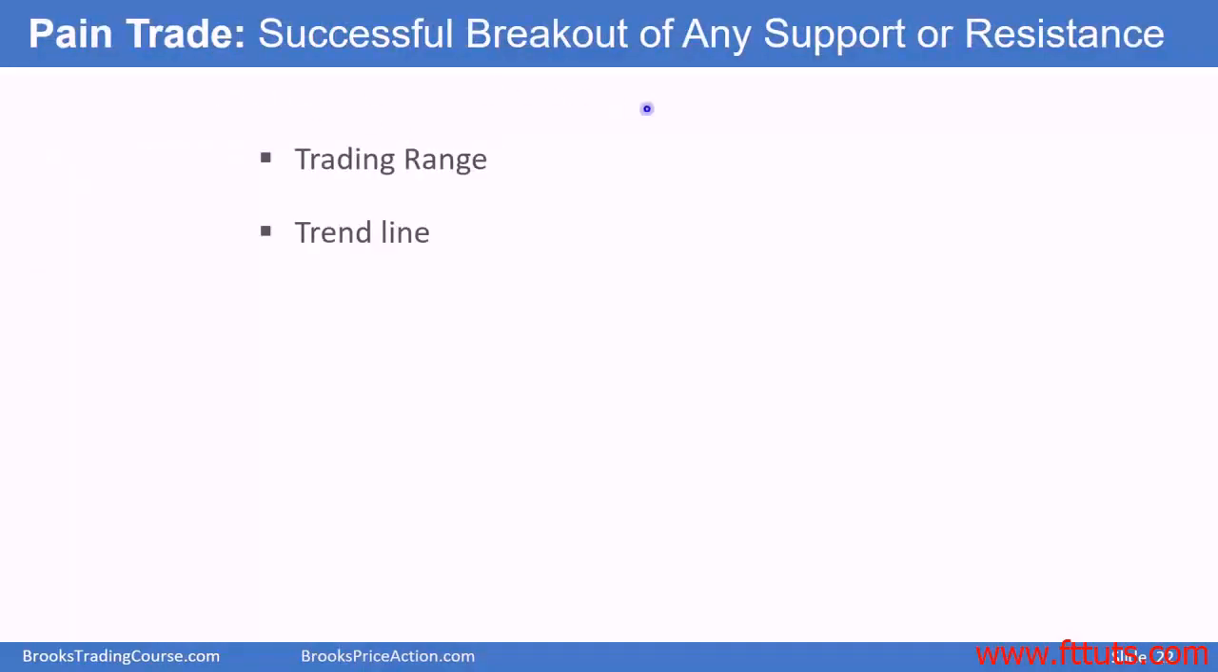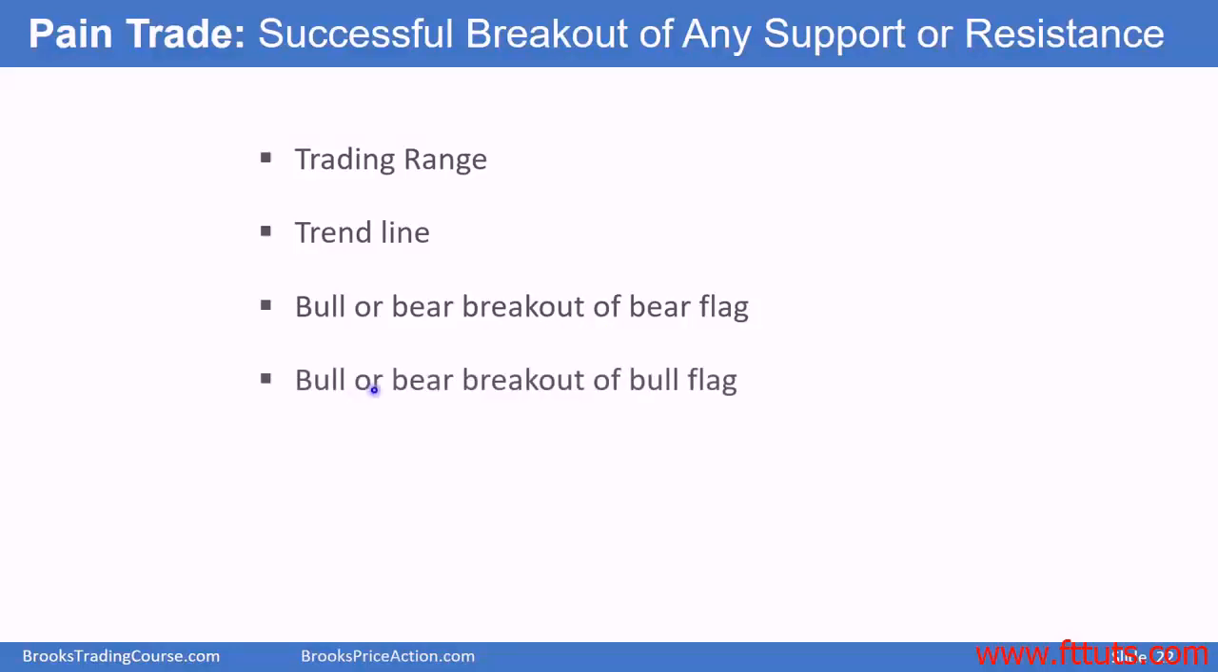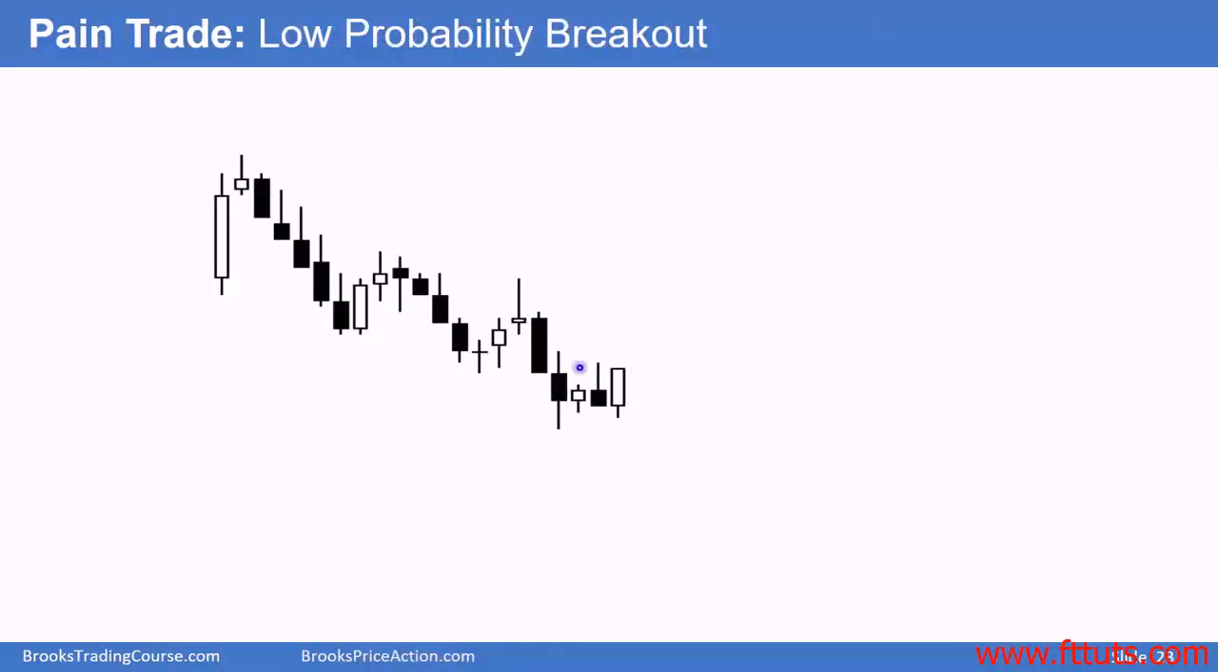Now, the pain trade, it's a breakout. And it's a breakout of any support or resistance, like a trading range or a trend line, or a bull or bear breakout of a bear flag, or a bull or bear breakout of a bull flag. Bear channel, so it's a bull flag. Probability is we're going to get a bull breakout. It's also a wedge bottom, 1, 2, 3, or 1, 2, 3. A wedge bottom, 2 legs sideways to up is likely.